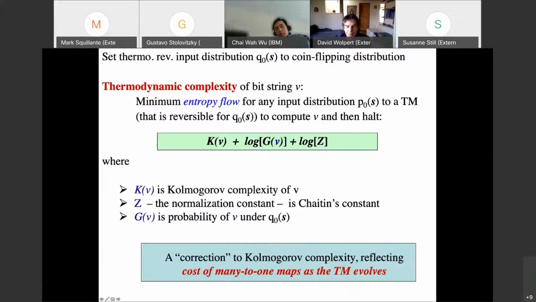This correction is reflecting the fact that as the Turing machine evolves, it's undergoing many, many-to-one maps. Each one of those many-to-one maps is going to have a Landauer cost to it. That's essentially what all of this is capturing. What's the minimal amount of Landauer cost, cumulative Landauer cost, if you're just doing a Turing machine in the normal textbook sense of a Turing machine?